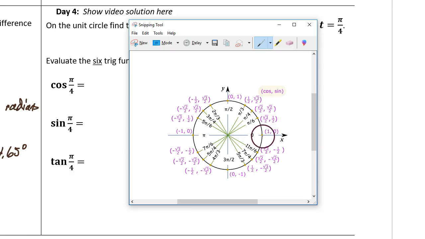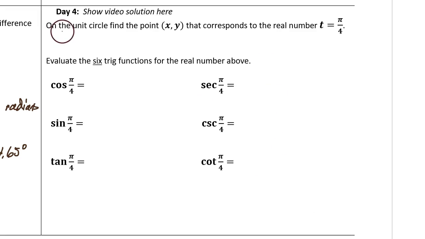On this unit circle drawing, the angle whose initial side is along the x-axis and whose terminal side points up here in quadrant number 1, ending at this dot, is pi over 4 radians. The ordered pair for this dot is the square root of 2 over 2, comma, the square root of 2 over 2. So that's the answer to this first question.